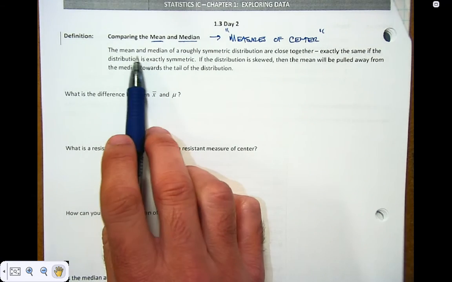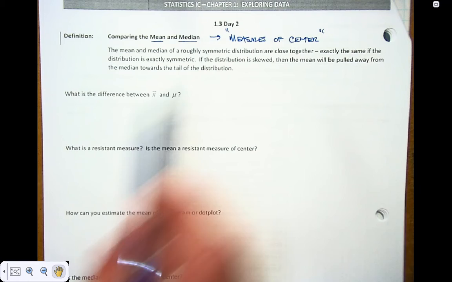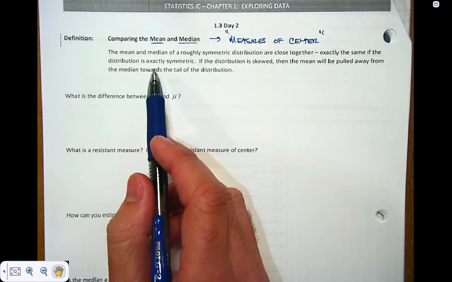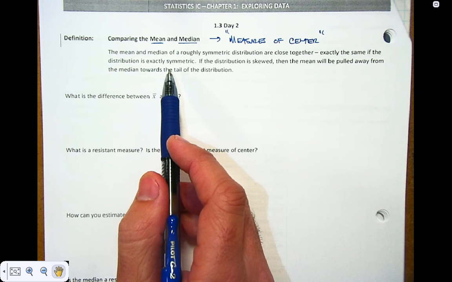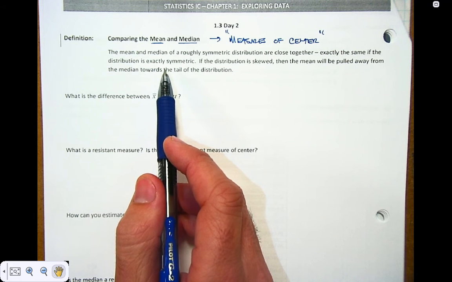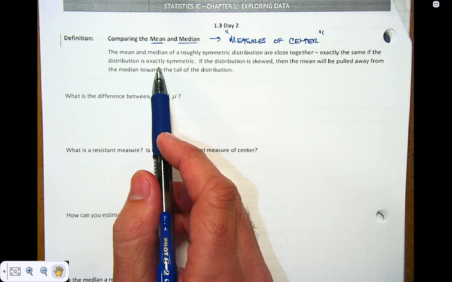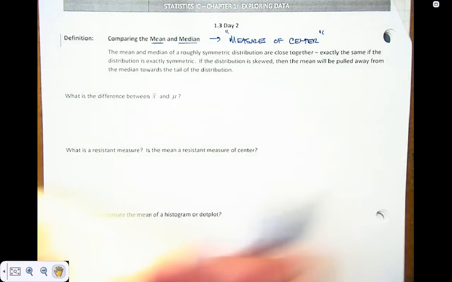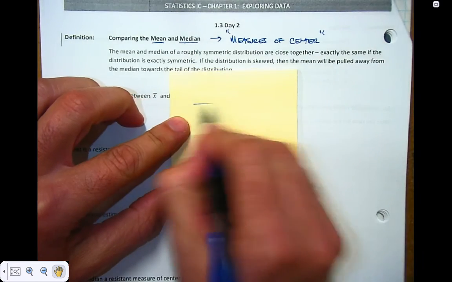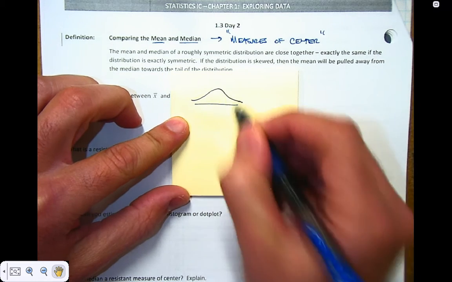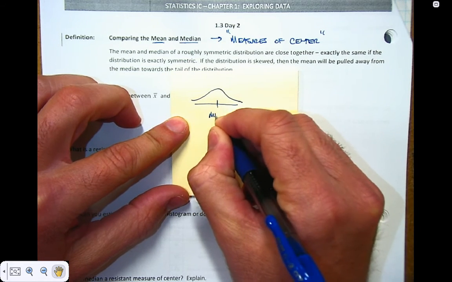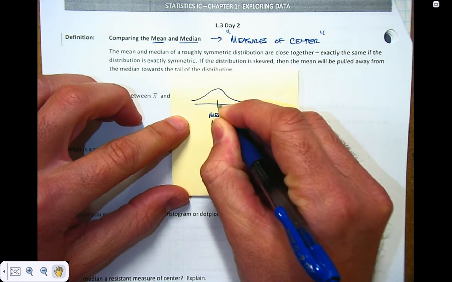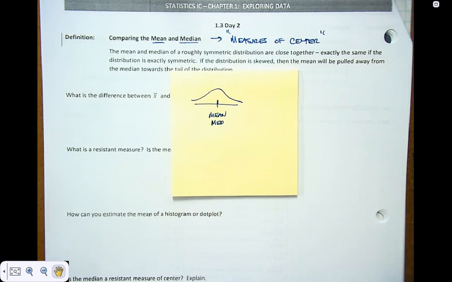So it says here, the mean and median of a roughly symmetric distribution are close together. They are exactly the same if the distribution is exactly symmetric. Now, in statistics, we know that things aren't exact, so it's very rare that it's exactly symmetric. But what it's saying is that if you have a roughly symmetric graph, the mean and the median would be really, really close to the same, and they'd be right in the middle.